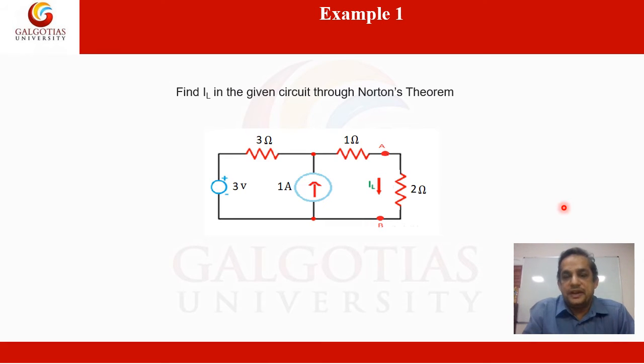Now come to one example. Find the IL in the given circuit through Norton theorem. Here one circuit is given which is purely linear. Linear means resistance, current source and voltage source are there. Here we find the current flow in the 2 ohm resistor. It means it is the RL.